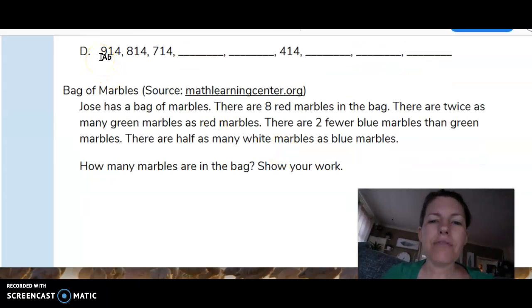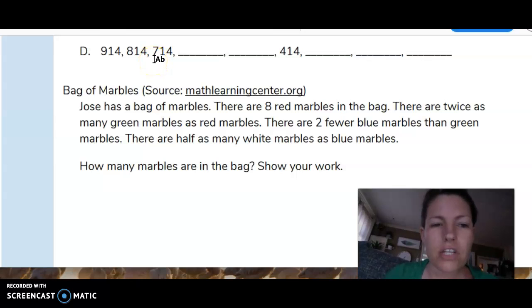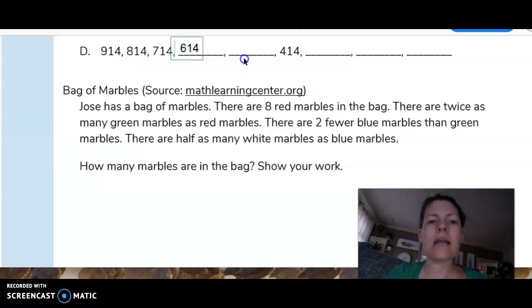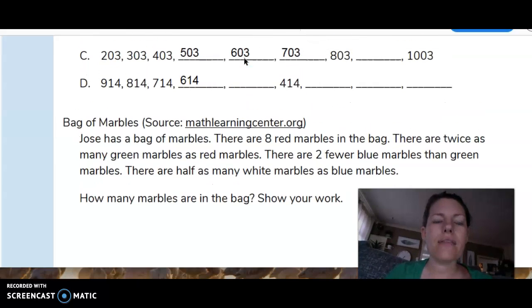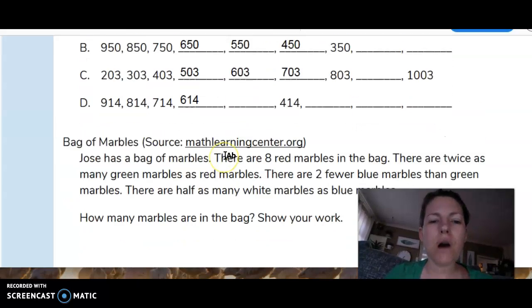All right, last one for our patterns for counting by hundreds. 914, 814, 714. Let's look at our hundreds place. We start out with 900s, drops down to 800s, drops down to 700s. It's getting lower by 100 every single time. So 914, 814, 714, 614, and I want you to continue on with the pattern. This is a decreasing pattern. It's getting smaller by 100.